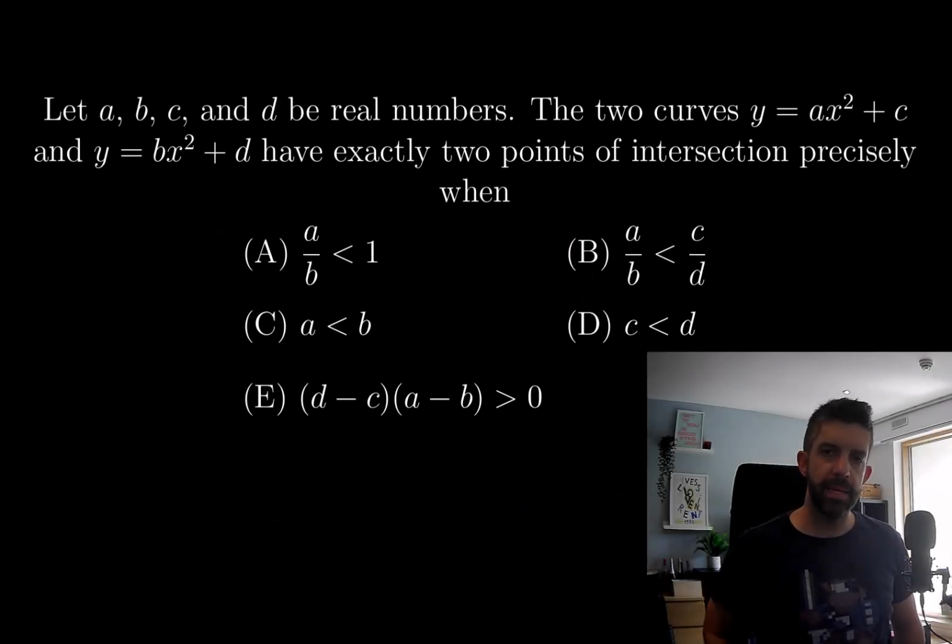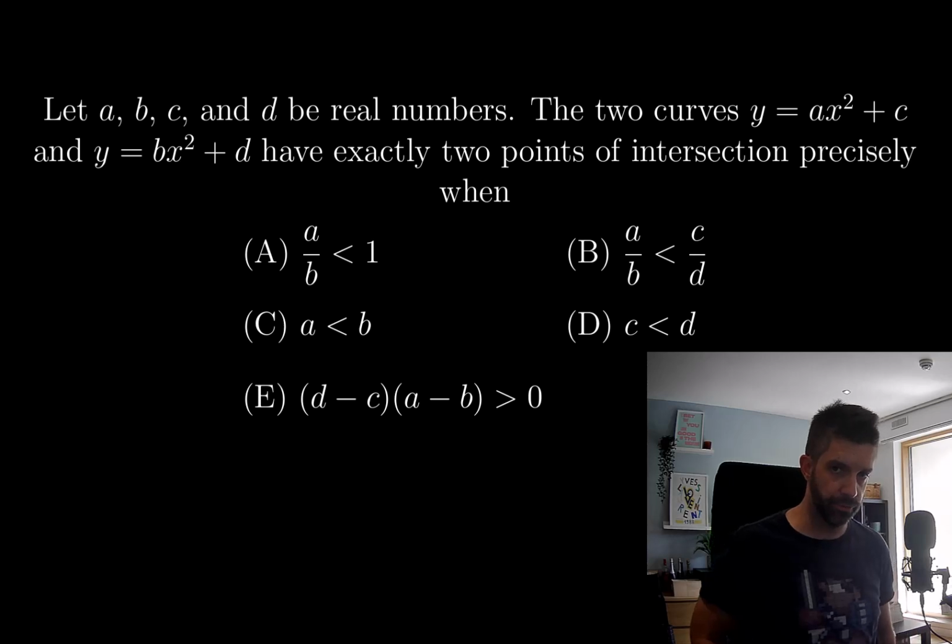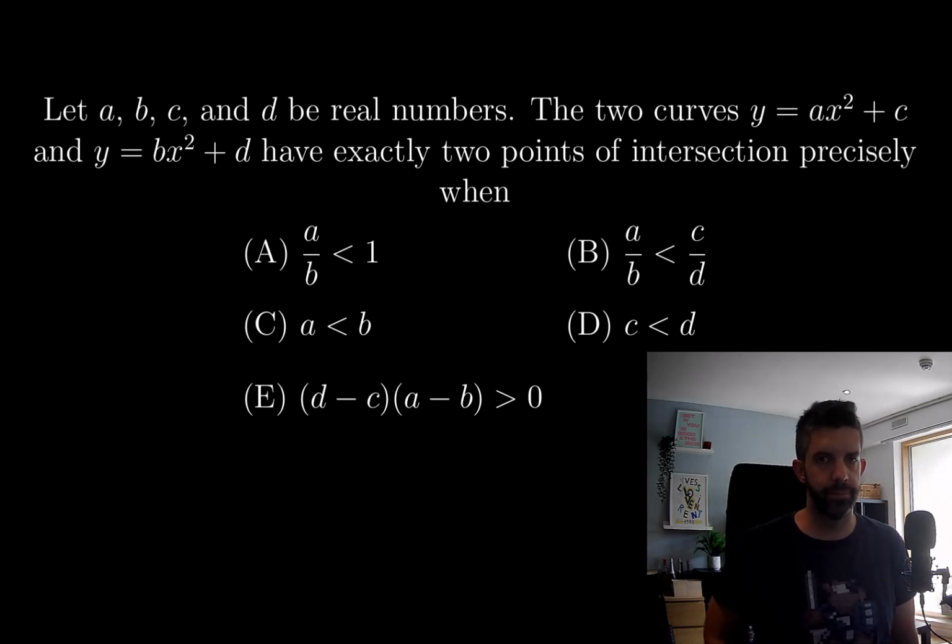Let A, B, C, and D be real numbers. The two curves, y equals ax squared plus c, and y equals bx squared plus d, have exactly 2 points of intersection precisely when one of these options. Okay.